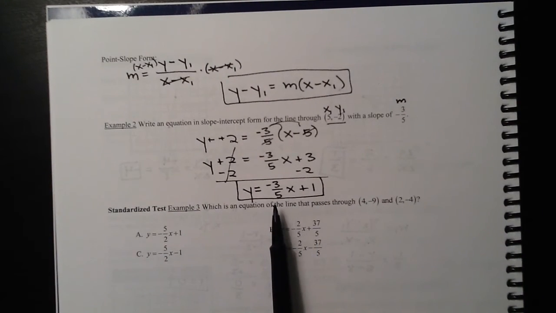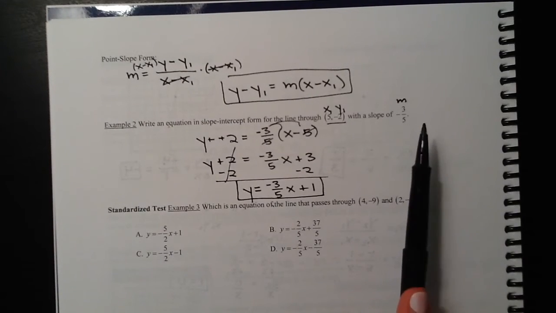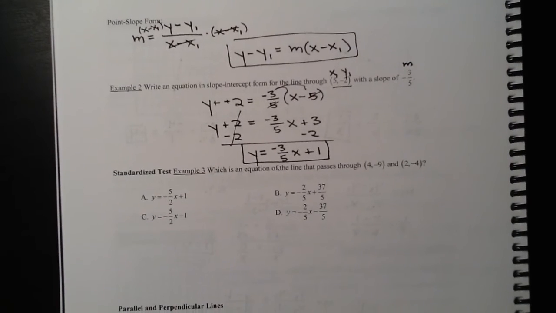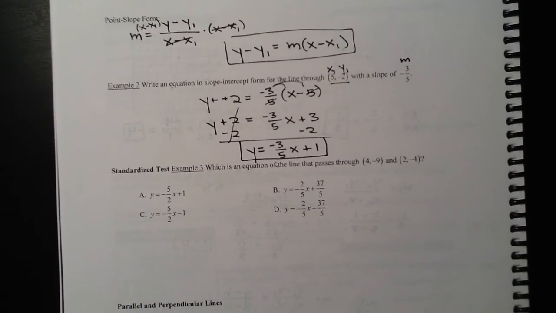And you can see how this is the slope? It should be the same slope that you've got right here. Nothing should have changed. Okay, last example for this video, we're going to look at a standardized test example, so looking at some multiple choice options.